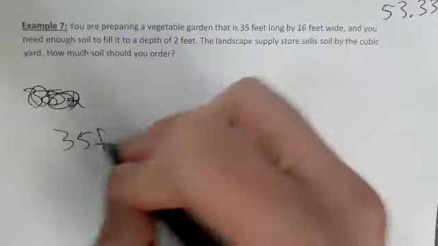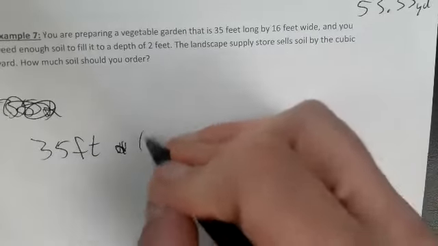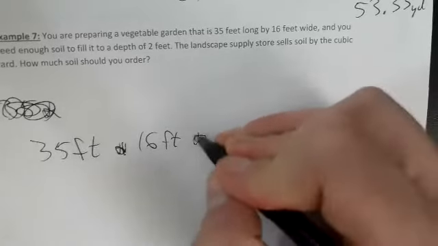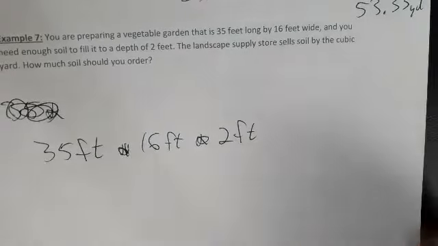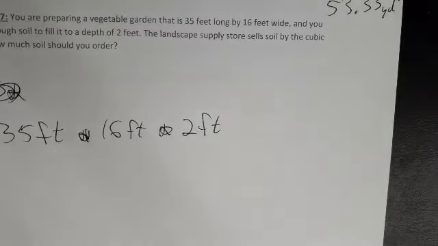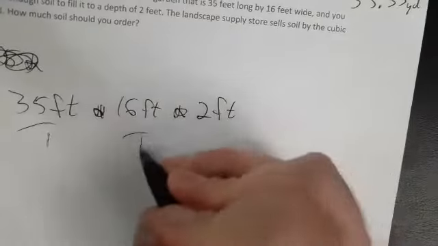So I'm going 35 feet. Let me write my units on there. 35 feet, and I'm multiplying it by 16 feet, and I'm multiplying that by 2 feet. If you want to write it out, this is going to give you some number. Each one of these you could put over 1 if you want to.